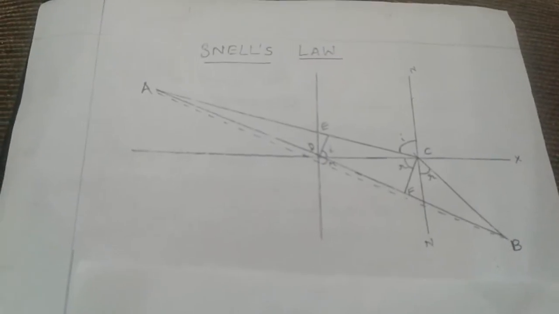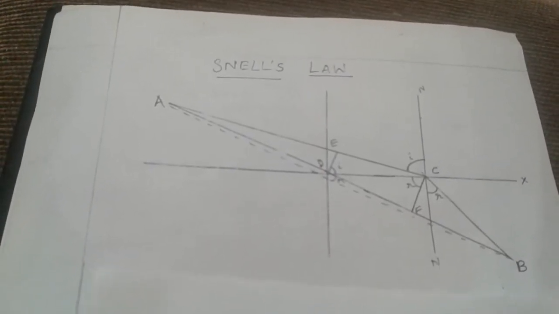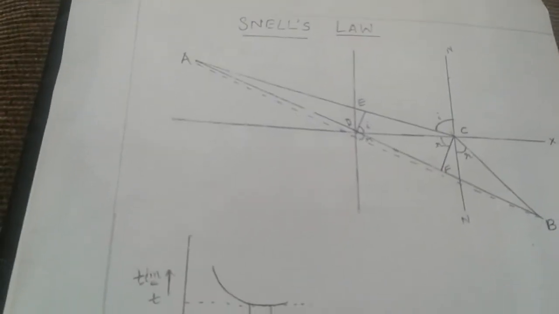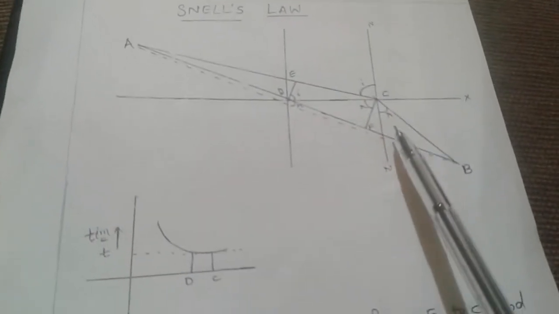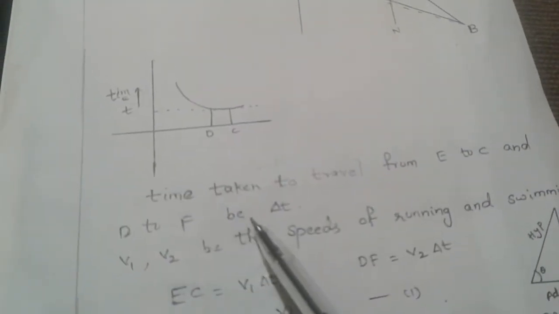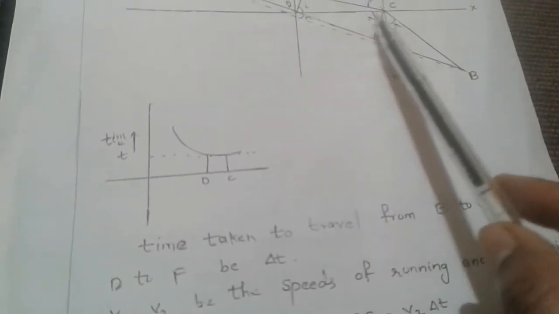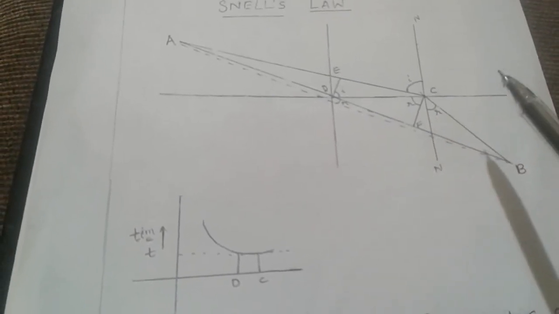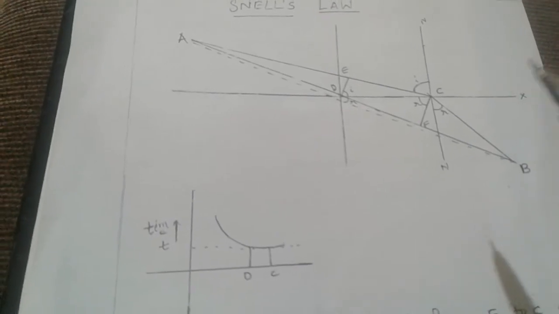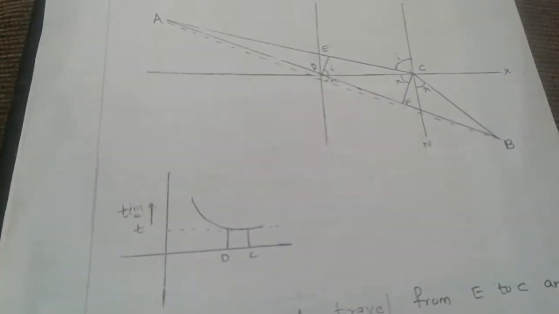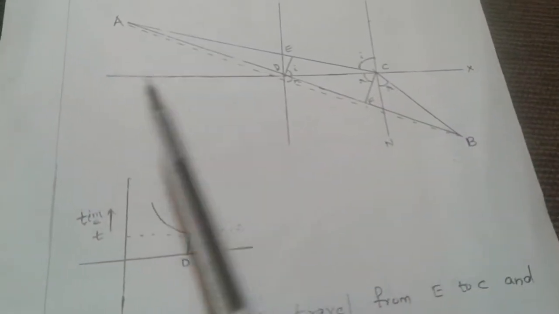So if we plot a graph for time taken to reach the person against the position of any point where we cross the shoreline, we would get a curve something like this. Now, the time taken to travel from E to C is delta t and the time taken to travel from D to F is delta t, because we have assumed that D and C points are equal. And C is the point on the shoreline that corresponds to the shortest of all possible times. Here we are assuming that there is essentially no change in time between the path ACB and ADB.